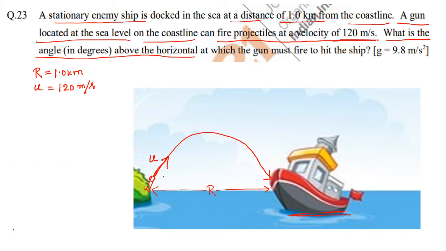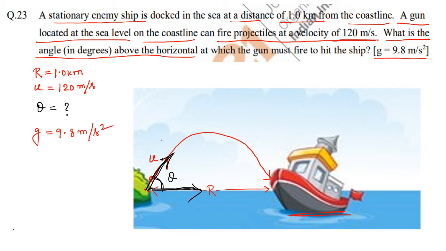So see, this is the horizontal, right? And this is the direction of motion of the projectile. This is the angle in between them, that is theta, and we need to find this theta. Again, given is g, that is 9.8 meter per second square.